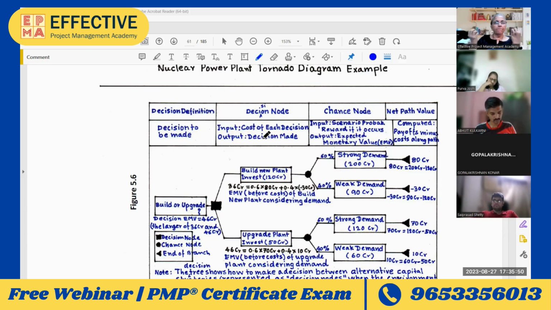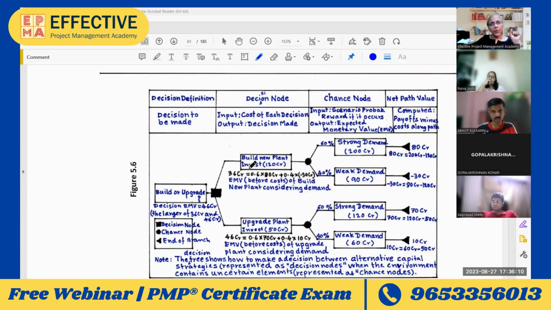Or let's say we are constructing a new plant, or we are upgrading an existing plant. What should be the decision? For such decisions, you use decision trees. So this tool that you are seeing on the screen is known as decision tree analysis, and one more name for the same is EMV, expected monetary value. That is what we find out, and that is what helps us take the decision.